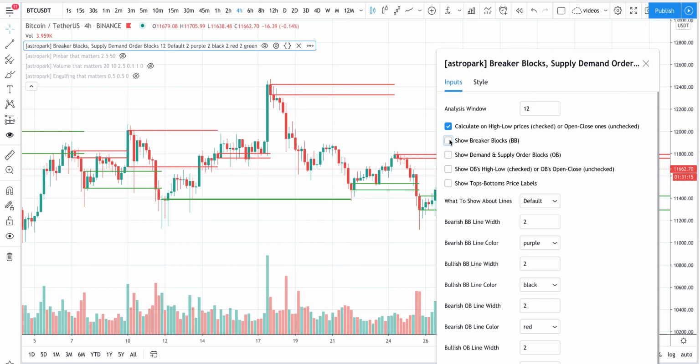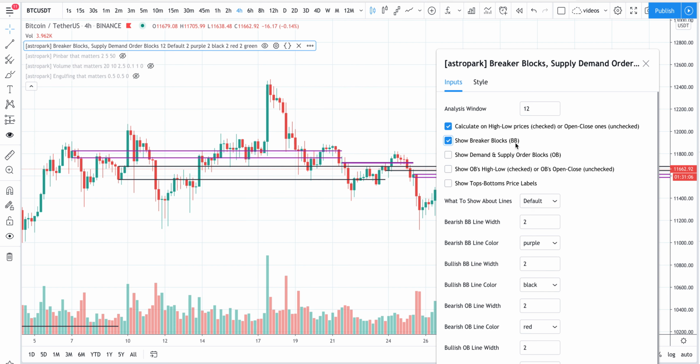Now we can go and see also the breaker blocks. I don't suggest you have both breaker blocks and order blocks activated because TradingView has a limit on the lines it can show. So I suggest you add the indicator 2 times and use one to show the breaker blocks and another to show order blocks, so demand and supply order blocks.